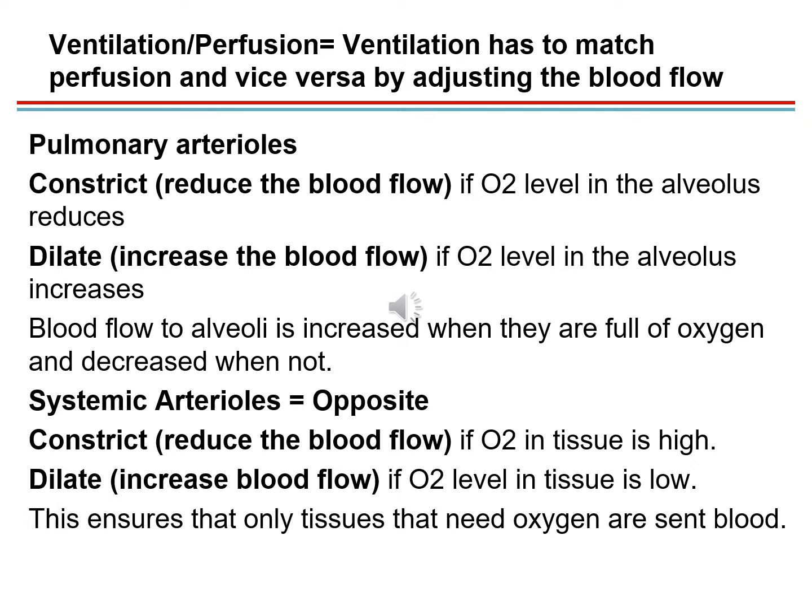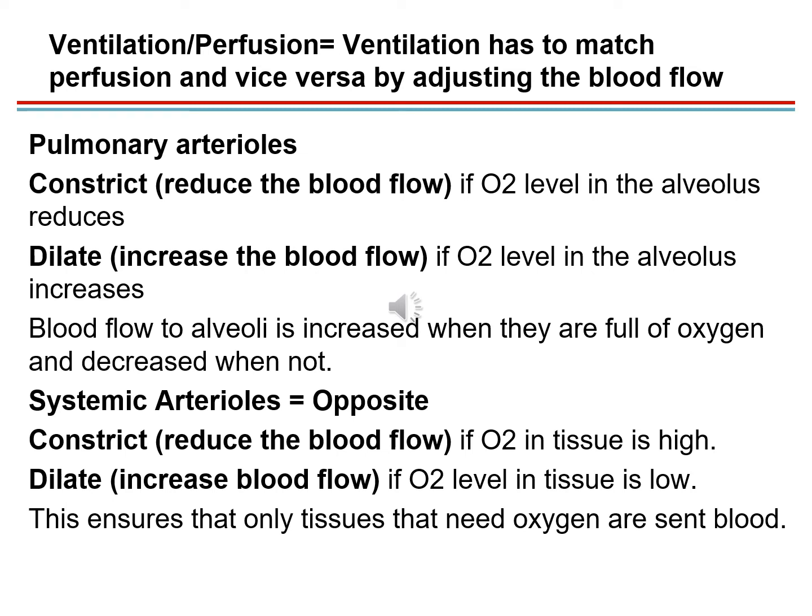In other words, let's pretend a first scenario: the pulmonary arteriole constricts and reduces the blood flow around that alveolar capillary. Why does that arteriole have to constrict? If the oxygen level in the alveolus is reduced, we reduce the blood flow in order to keep that famous oxygen-carbon dioxide ratio in balance.